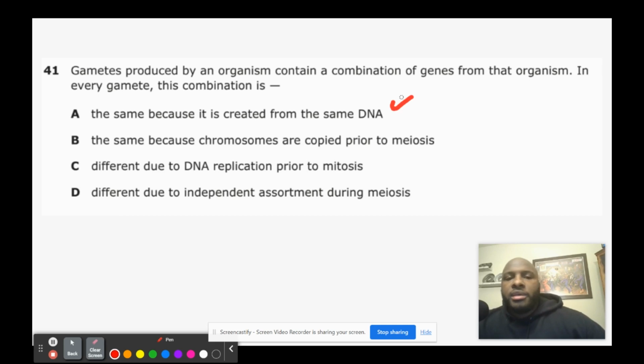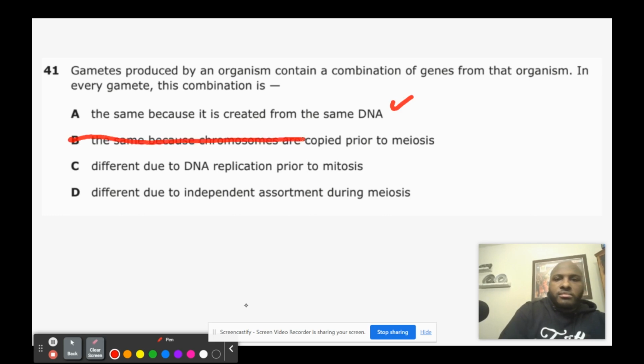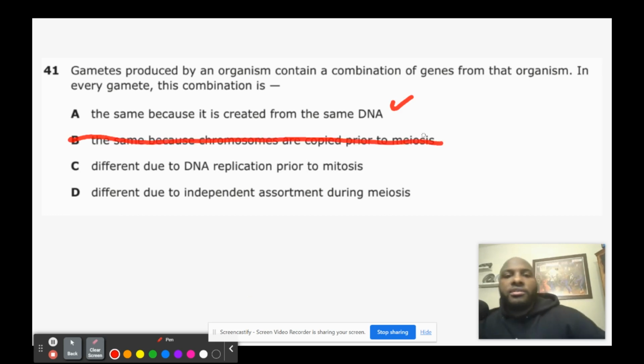It's the same because chromosomes are copied prior to meiosis. That might be true, but that doesn't explain the combination. So I'm going to mark through that. Different due to DNA replication prior to mitosis. And D, different due to independent assortment during meiosis.